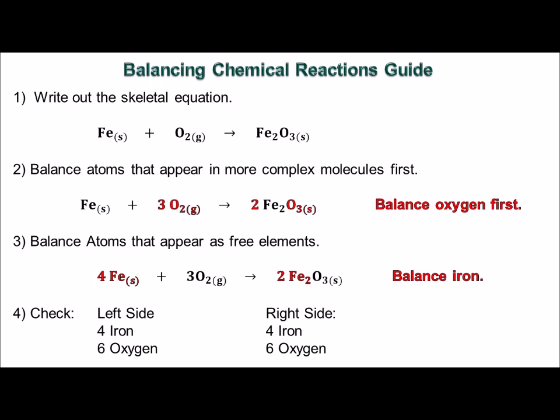In the reaction of iron with oxygen, balance the oxygen first before balancing iron. The number of iron atoms on each side of the equation is 4, and the number of oxygen atoms on each side of the equation is 6. Always balance reaction equations first in chemical reaction problems.